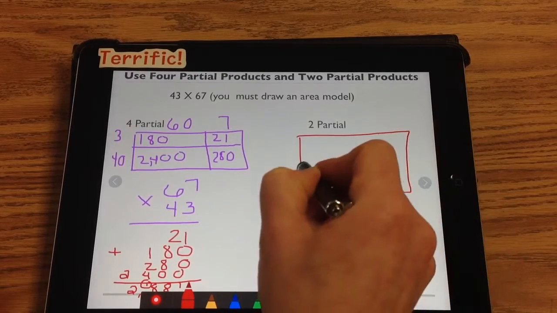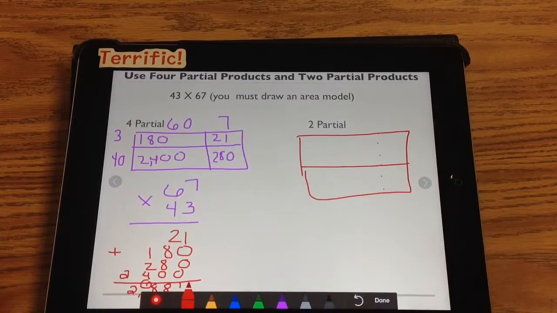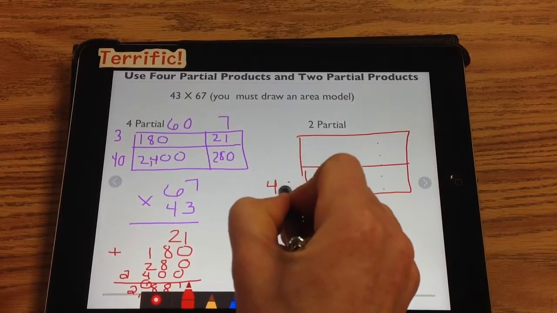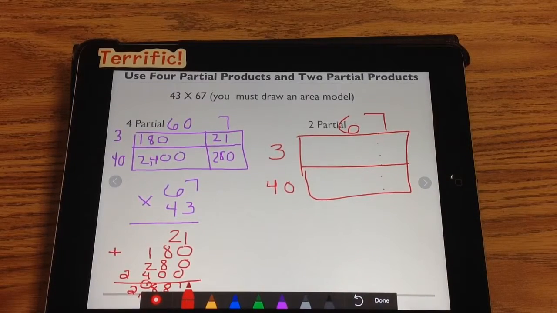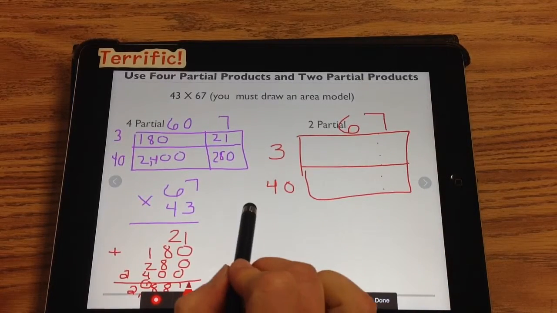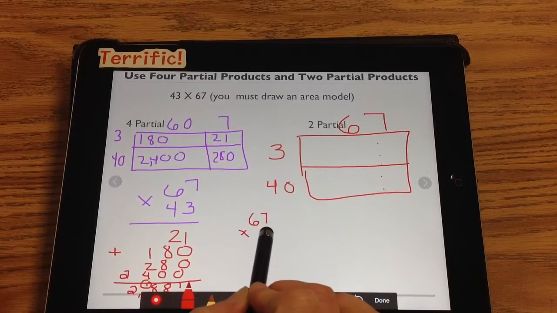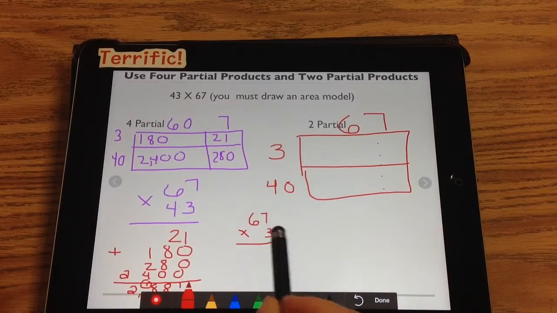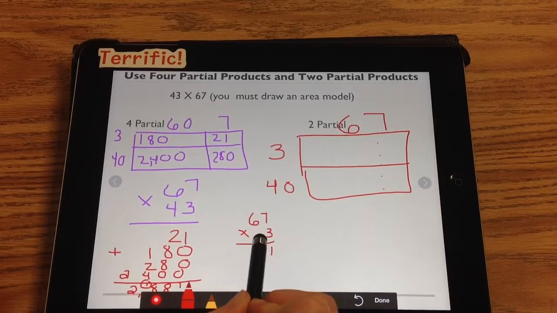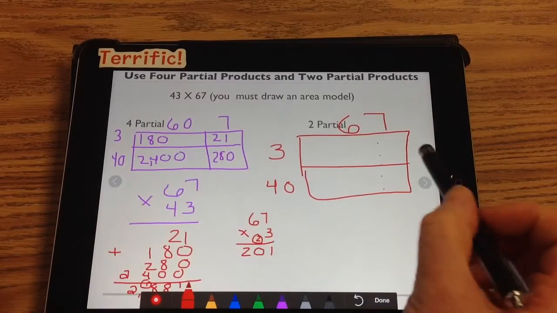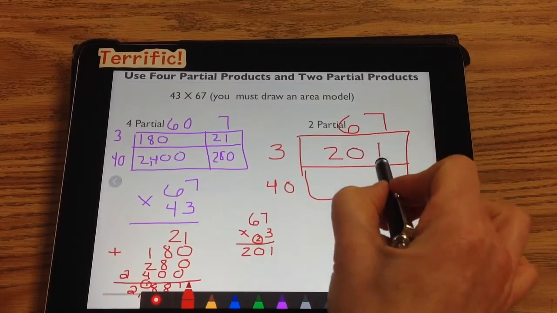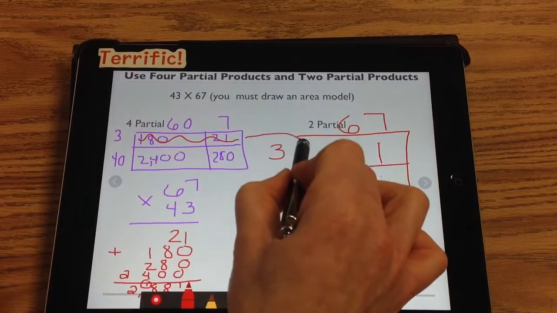Now if I did it as two partial products, it looks like this. Just that little dot down to remember that we actually have two parts here, 40 and 3. And then 67 goes along the top. 67 times 3 is like taking these two combined. 3 times 7 ones is 21 ones. 3 times 6 tens is 18 tens, plus 2 is 20 tens. If I added 180 plus 21, I would get 201. This section right here is the same thing.